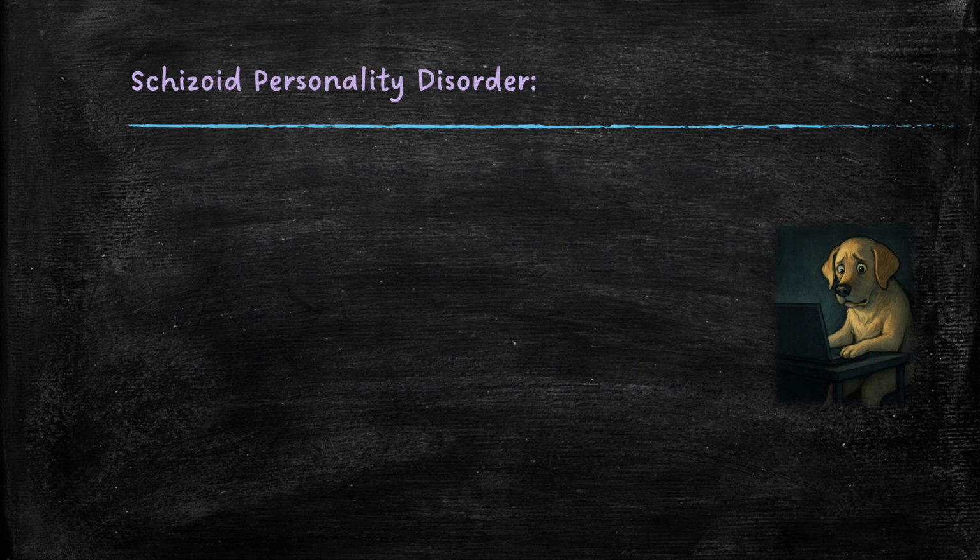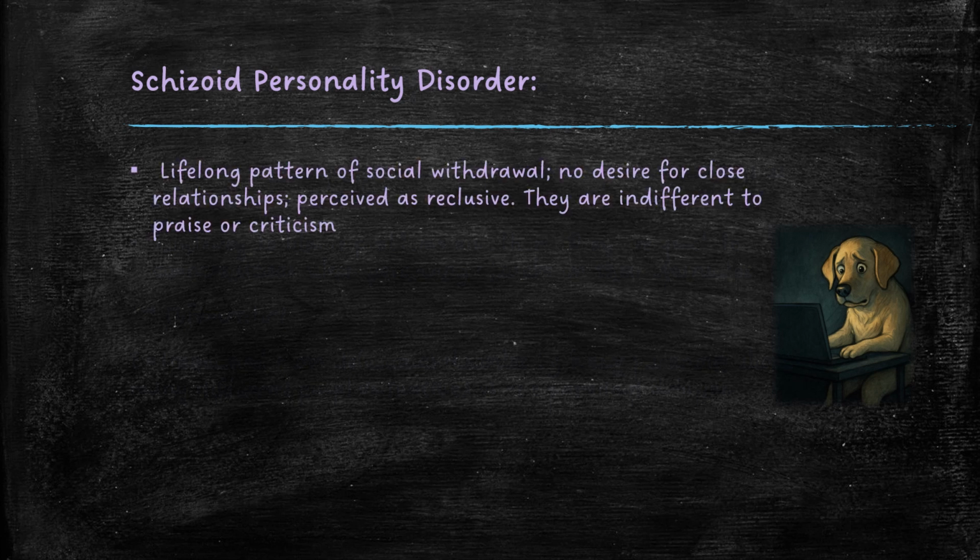We have schizoid personality disorder. Now, for schizoid personality disorder, there's this lifelong pattern of social withdrawal, there's no desire for close relationships, and there's this perceived reclusiveness that they have. They are indifferent to praise or criticism. They like being alone. They do really well in positions like IT where they don't have to interact with a lot of people.